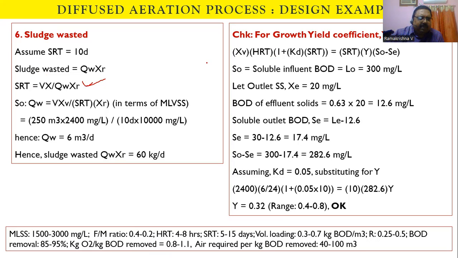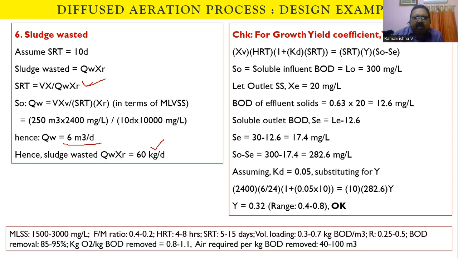So V is known, X is known, XR is also known, 10,000 milligram per liter. So now I'm calculating QW. QW is coming out to be 6 meter cube per day. So QWXR is equal to 6 meter cube per day into 10,000 milligram per liter. Apply the conversions to convert milligram to kilogram and liters to meter cube. Finally, I'm getting here 60 kgs per day.